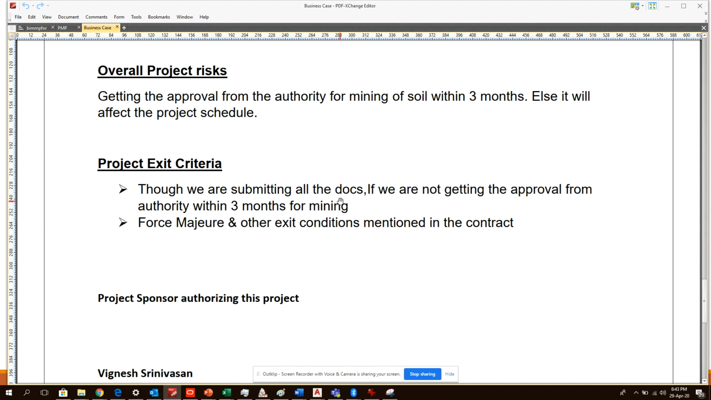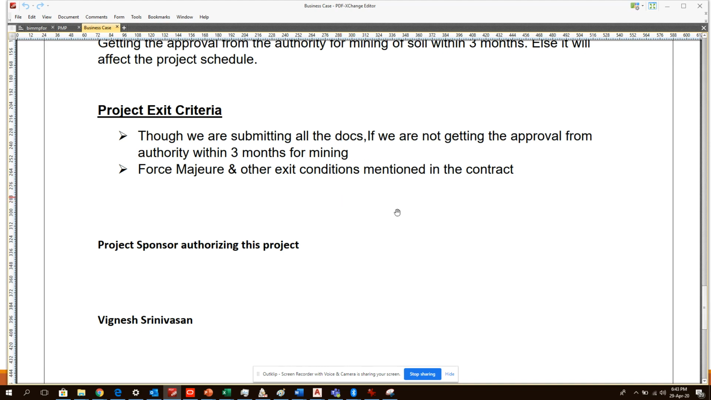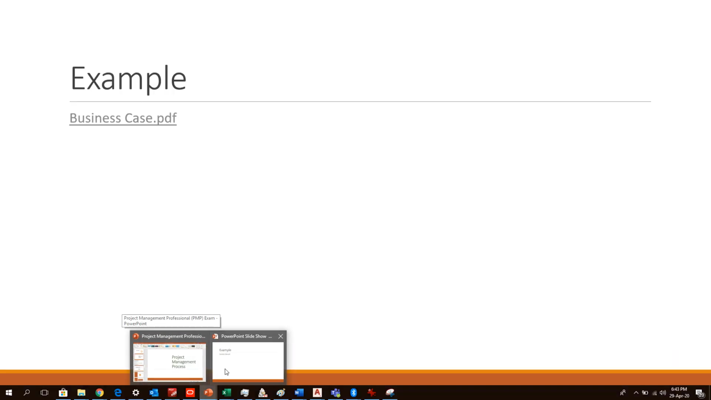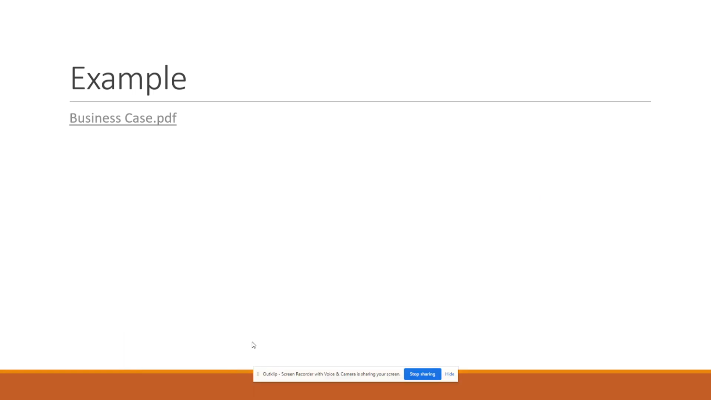Okay, so these are the two project exit criteria, and this will be signed by the project sponsor who is authorizing this project. Once it is signed, then the project is authorized, and the project manager will be given all the power to use the organization resources to achieve the project target.